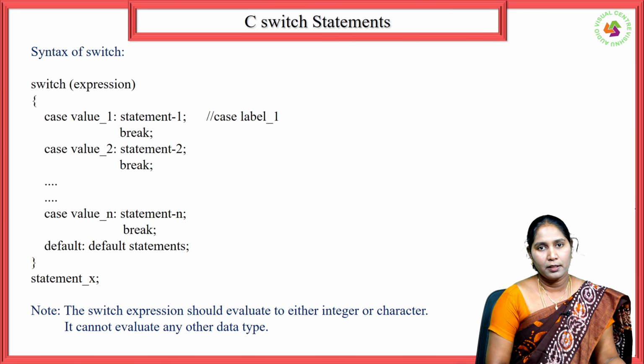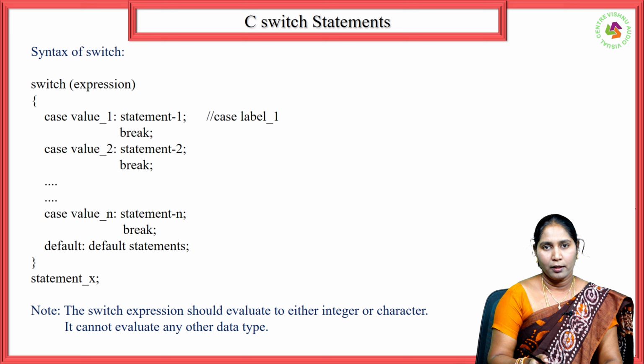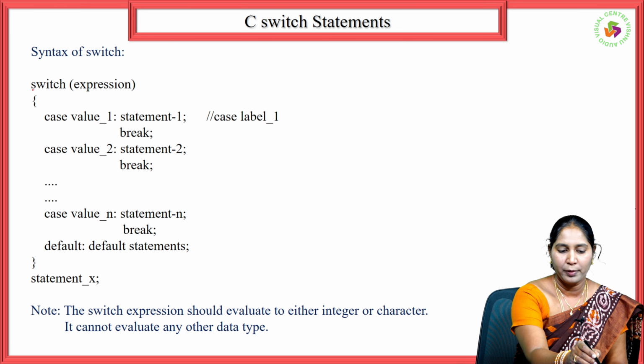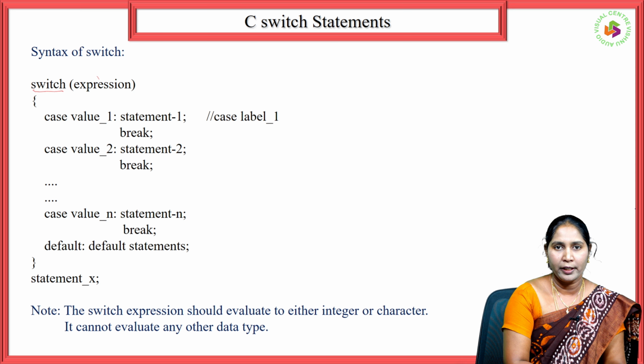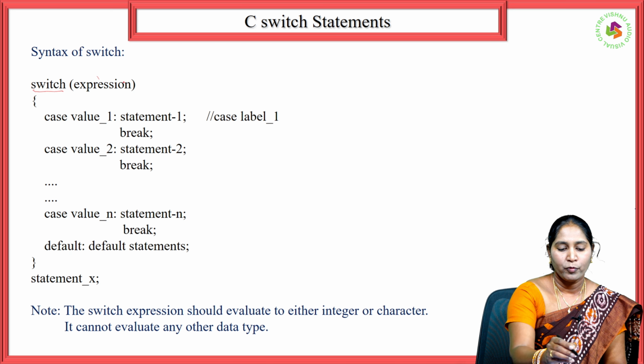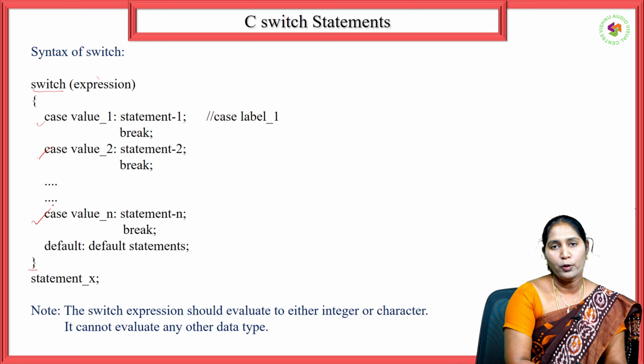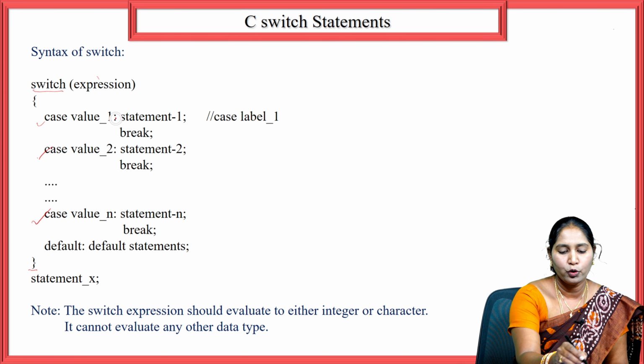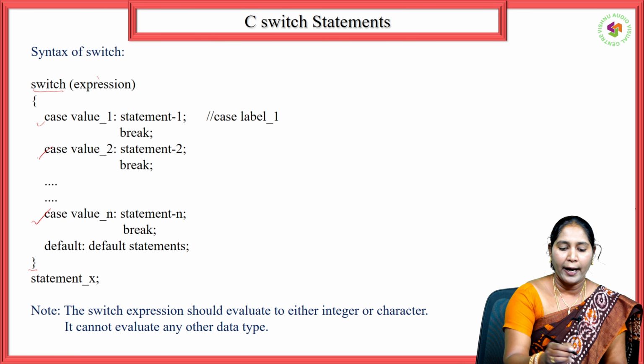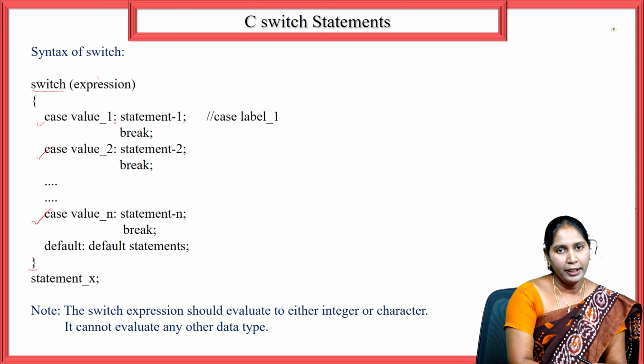So this is the basic syntax that I'll be using for writing a C program by making use of switch, as I specified previously. Every switch statement starts with the switch keyword followed by opening and closing parentheses. In these parentheses, I'll be specifying the expression. This expression can be of type either char or int. Then it starts with the opening curly braces and ends with the closing curly braces. Between these, I'll be using multiple cases: case value 1, case value 2, and so on to case value n. These values are specified as case labels, and each label is terminated with a colon.